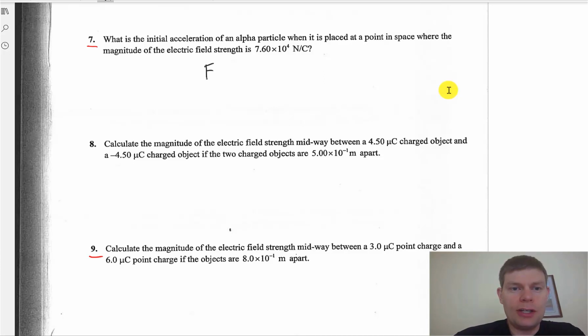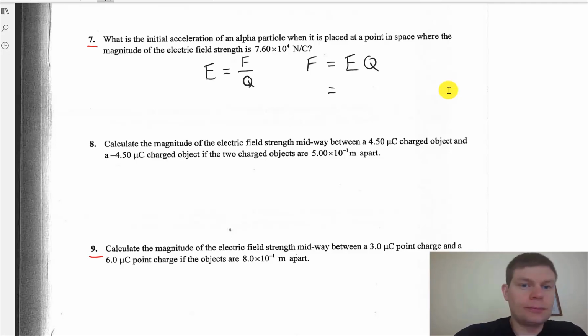Now, remember electric field strength is defined as force per charge. And so we could just find force. Force is just going to be your newtons per coulomb times your coulombs, your electric field strength times your charge. Our electric field strength is given to us, so that would be 7.6 times 10 to the 4. And then our charge, it's an alpha particle.